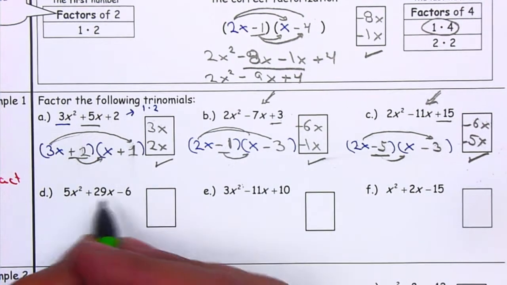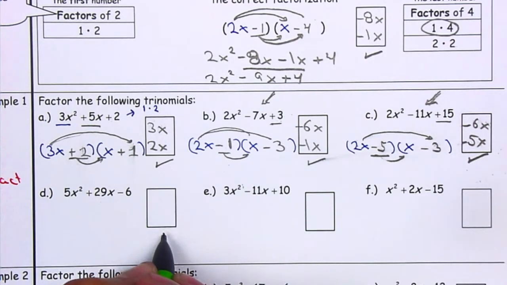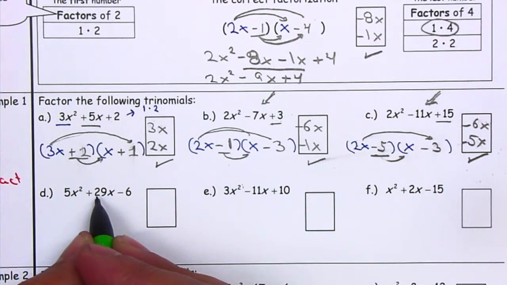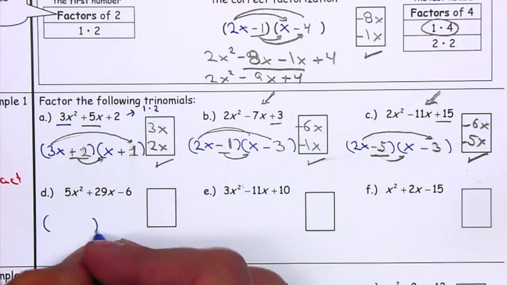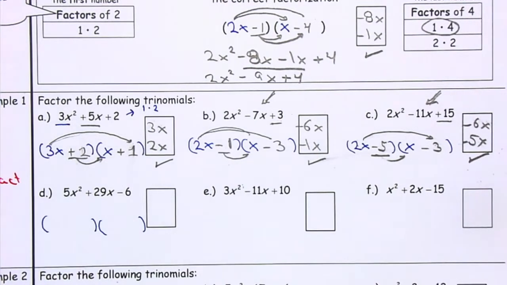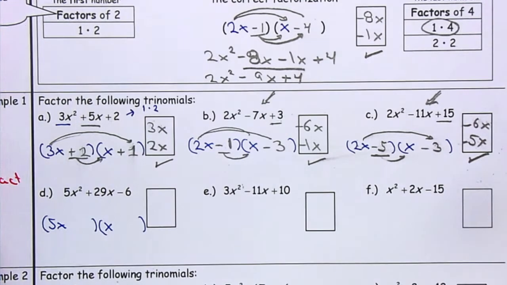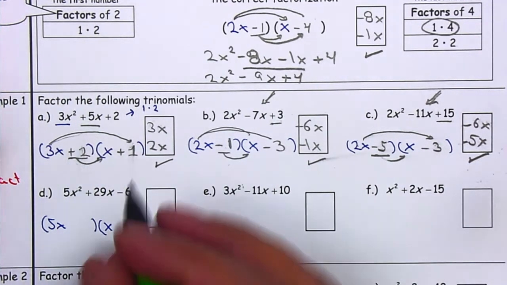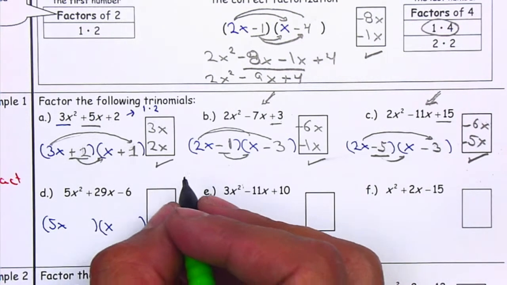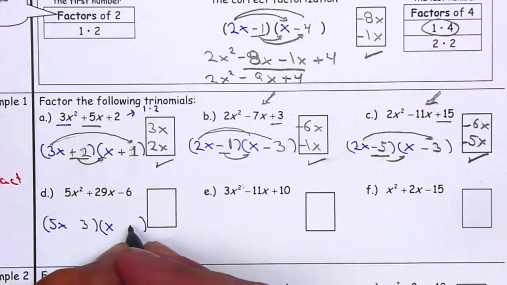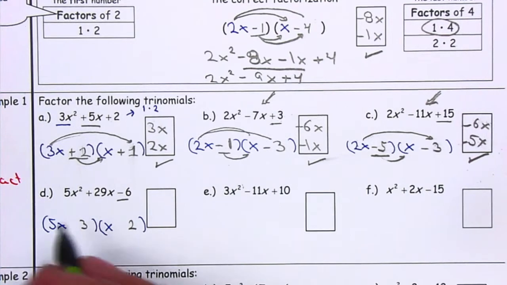Now on letter D, if you notice the last term is a negative, that means that whenever you subtract those two middle terms, you're going to have to get a positive 29x. Let's go and try it out. The factors of 5x squared are 5x times x. The factors of negative 6 will be 1 times 6 or 3 times 2. Let me use 3 times 2 first. I need to get a negative 6, so one of them has to be a negative, the other one has to be a positive.